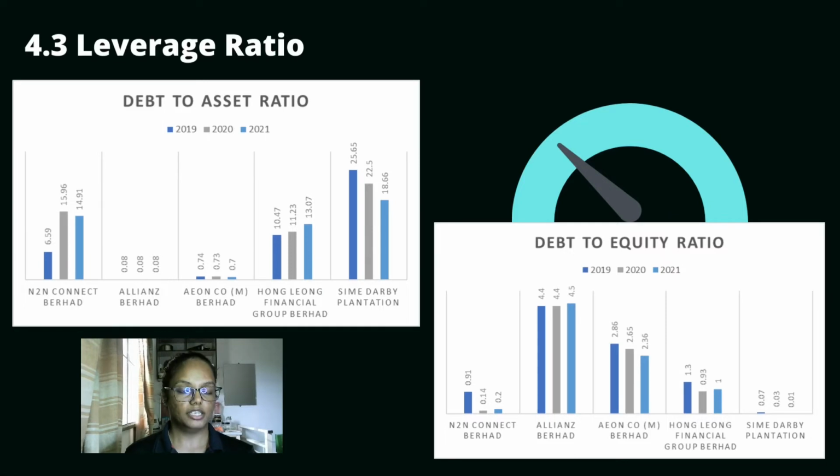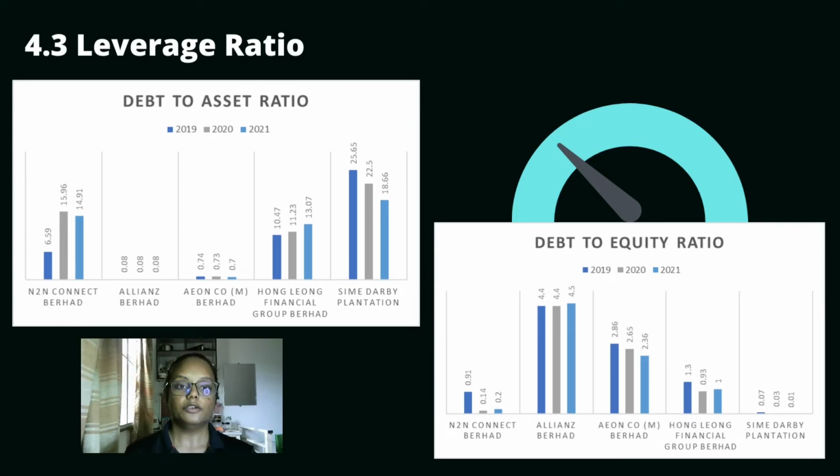Additionally, End-to-End Connect Berhad's debt to equity ratio is below 1.0, coming in at 0.91% in 2019 and 0.14% in 2020, followed by 0.2% in 2021. Sam Dhabi Plantation and End-to-End Connect Berhad, on the other hand, demonstrate the capacity of shareholders' equity to pay off all outstanding debt in the case of a downturn in the economy. In addition, Hong Leong Financial Group Berhad's debt to equity ratio fell from 2019 to 2020 from 1.3% to 0.93% before fluctuating upwards in 2021 to 1%.